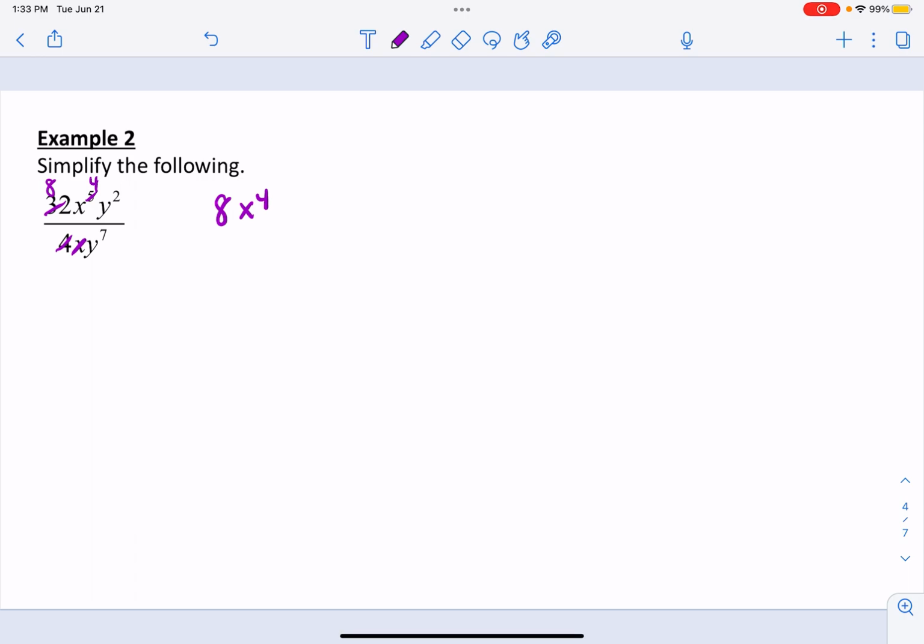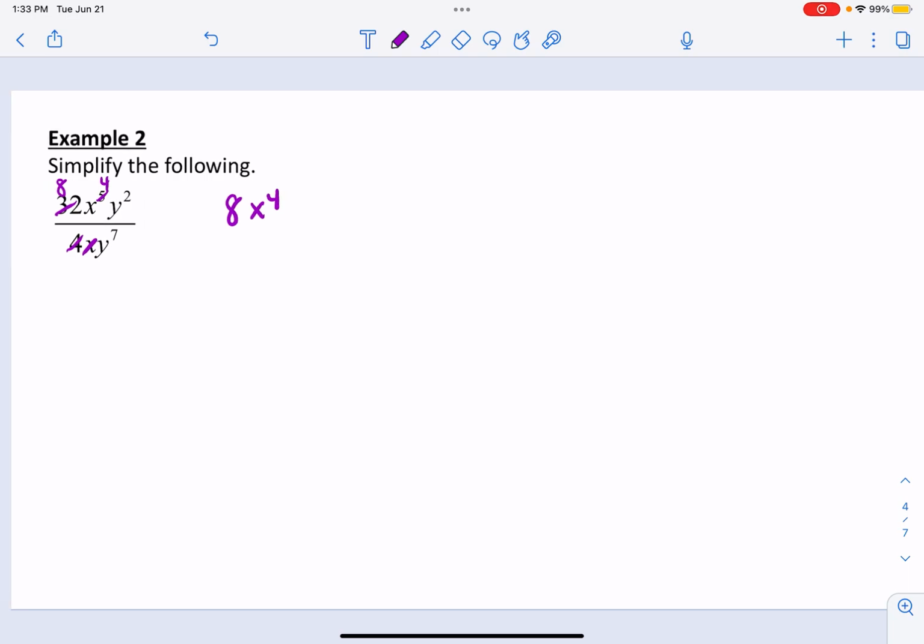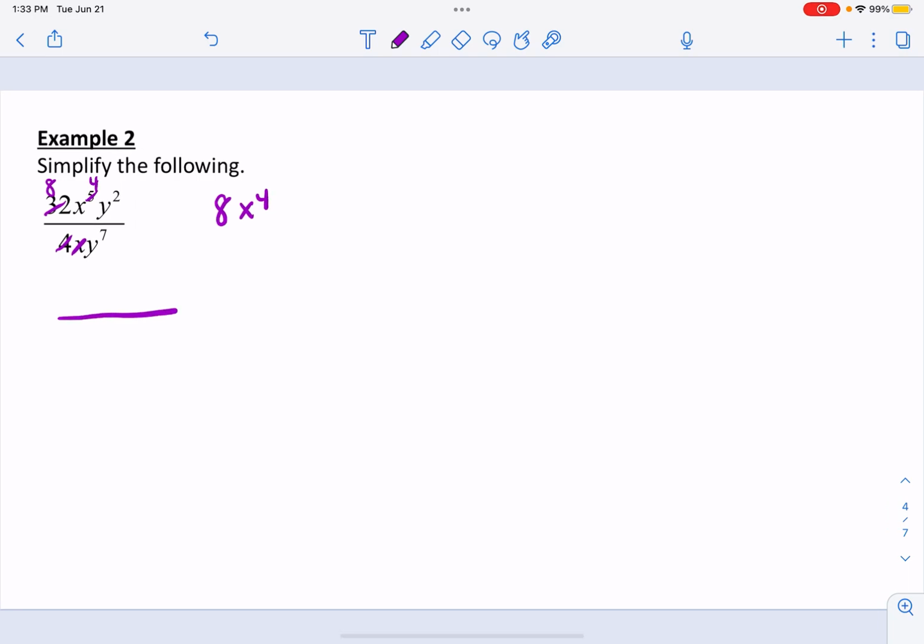The y squared over y to the 7th. Looking at this another way, it's like saying y times y on the top, and then y to the 7th. I wrote out 7 of those. 2 of those cancel. How many am I left with? I'm left with 5 of those y's in the denominator.